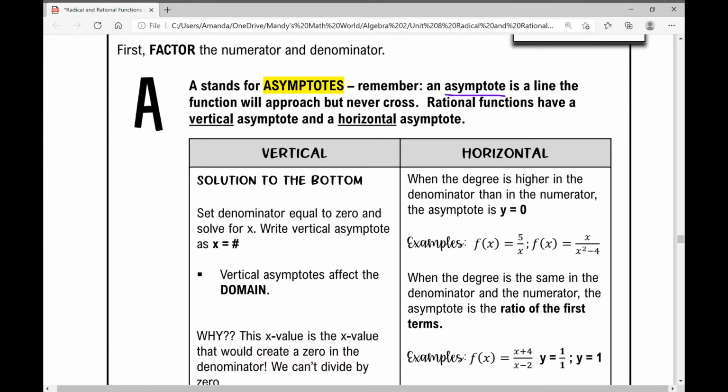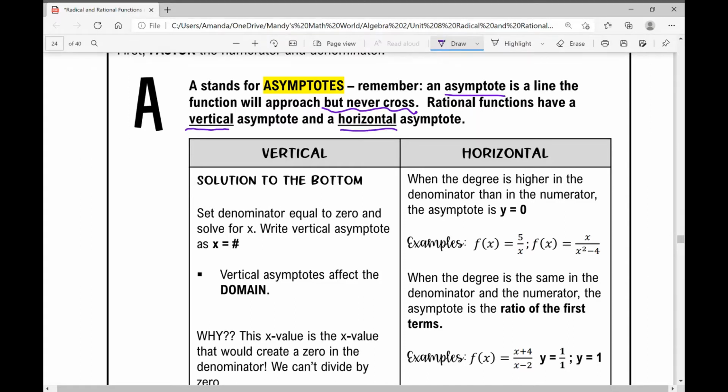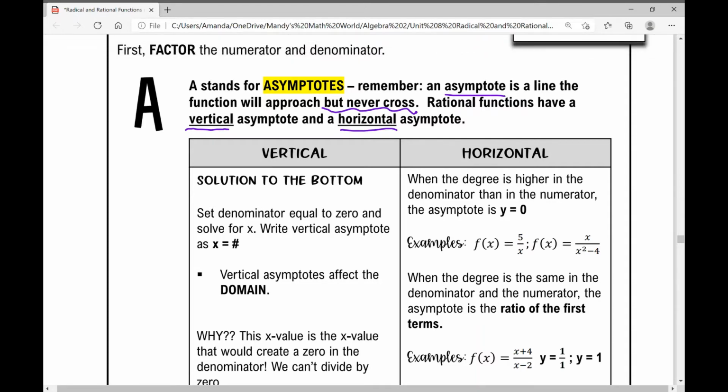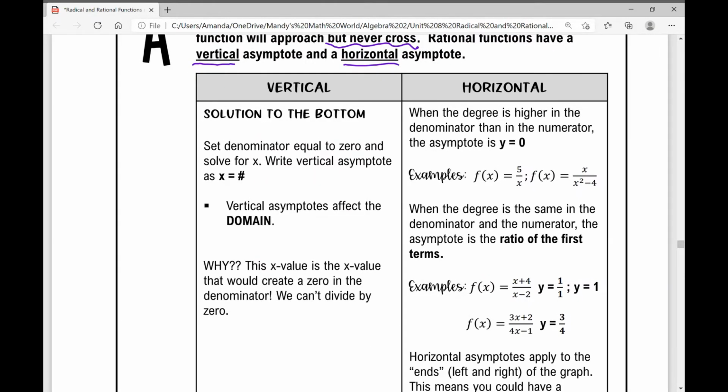Remember that an asymptote is a line that the function will approach but never cross. So it'll just continuously approach it and get closer and closer and closer to infinity. It'll never cross it. Rational functions have a vertical and a horizontal asymptote, and here's what you need to do to find each of those. So the vertical asymptote is the solution to the bottom. So what you're going to do is set the denominator equal to 0 and solve for x, and you're going to write your vertical asymptote as x equals that number, because any vertical line is x equals the x value for every single point on that line.